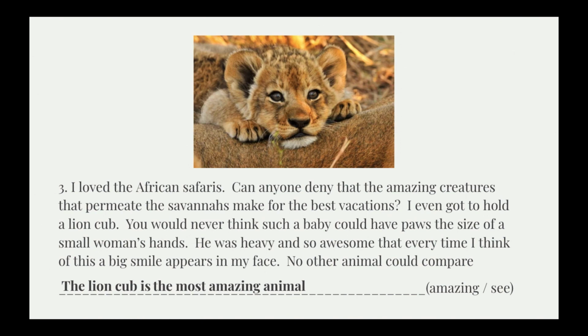Now is the present perfect part. Again, this text is in the first person, so the subject is I. The auxiliary verb is have, and our verb is right here, see, which in the past participle form becomes seen. So the lion cub is the most amazing animal I've ever seen.